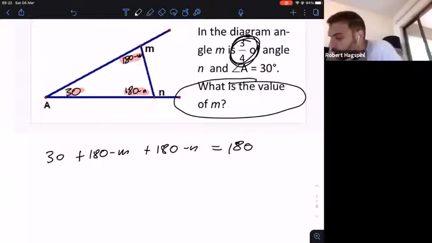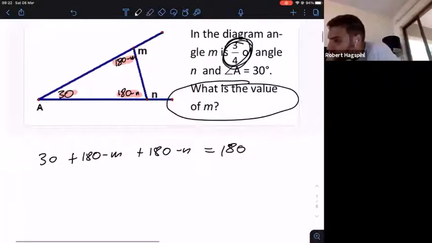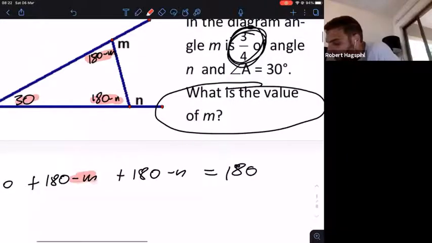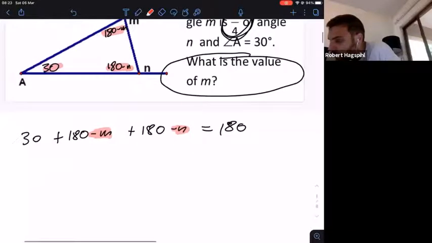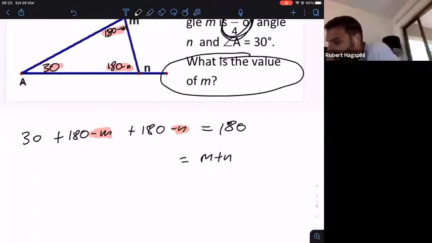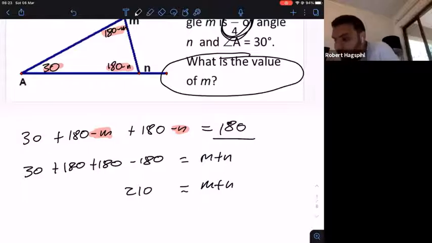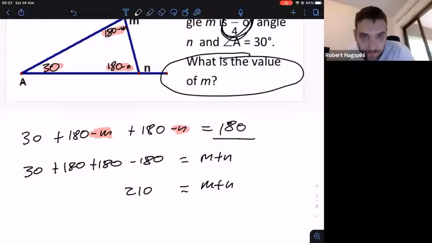Okay, cool. So now I'm going to simplify a little bit. Both of these are negative, so I'm going to take them to the right-hand side, and I'm going to get m plus n on the right-hand side. And on the left-hand side, I'm going to get 30 plus 180 plus 180. And then I'm going to subtract that 180 on both sides. And I'm going to get m plus n is equal to 210.